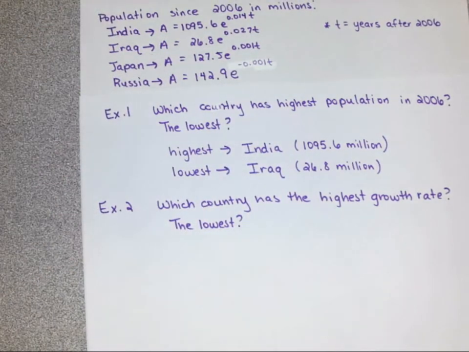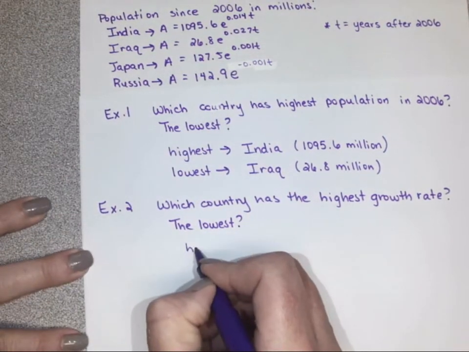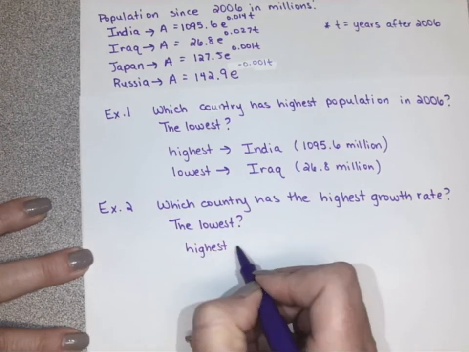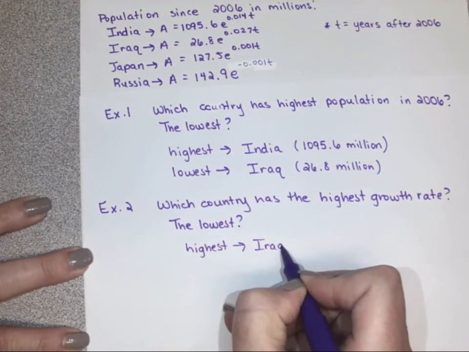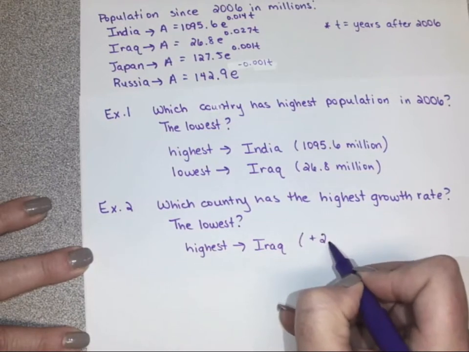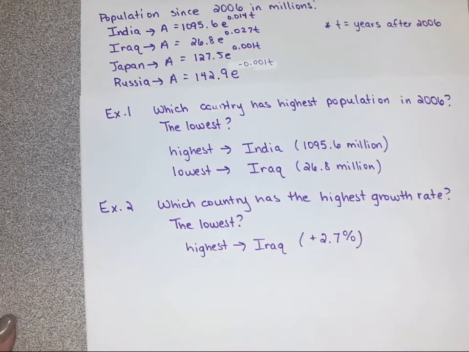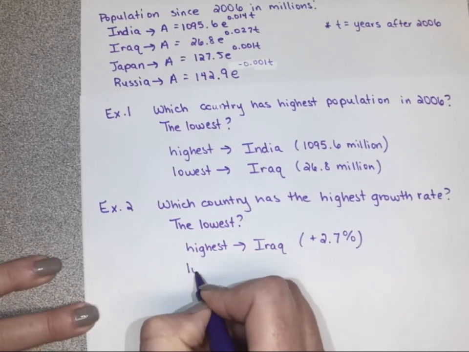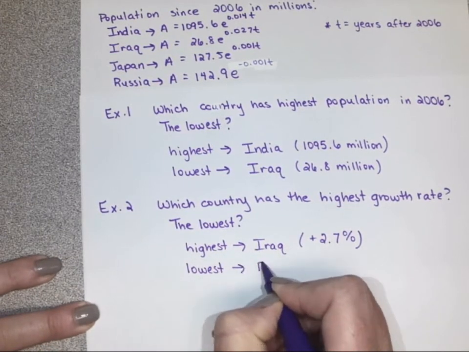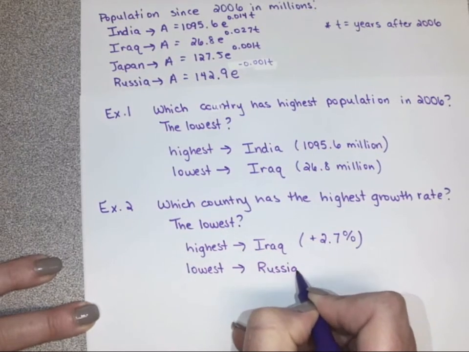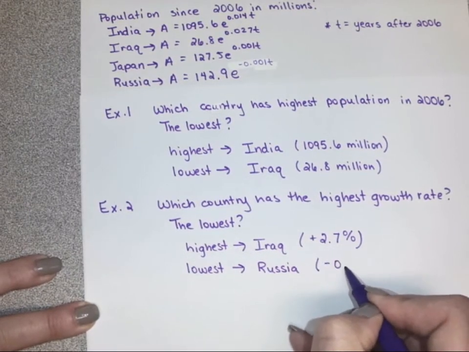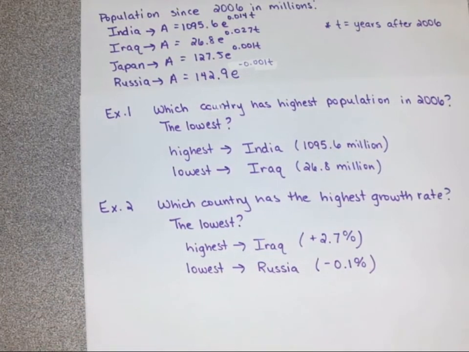So the highest one is actually what? It's Iraq, right? Iraq has the highest growth rate because they are increasing by 2.7%. So even though they have the smallest starting population, they're actually growing the fastest as far as percentage rate goes. What about lowest? We already kind of talked about this, honestly. Russia's definitely the lowest, right? Because they're actually the only country that's going down. So they're actually going down by 0.1%. Remember, when you change a decimal to a percentage, you move the decimal place twice. So it's not even 1%, it's actually negative 0.1%.